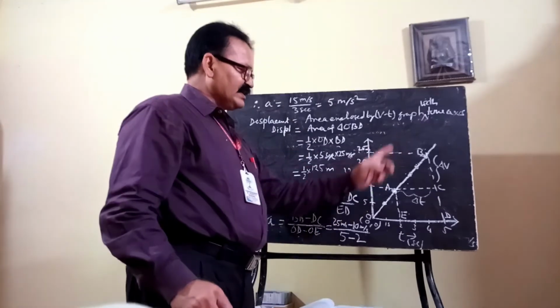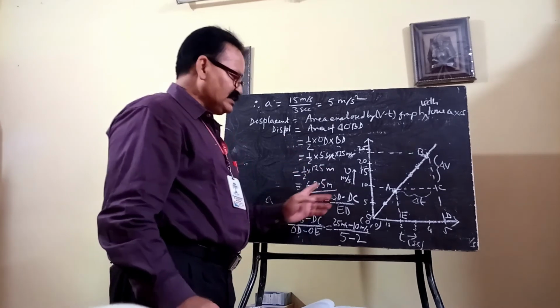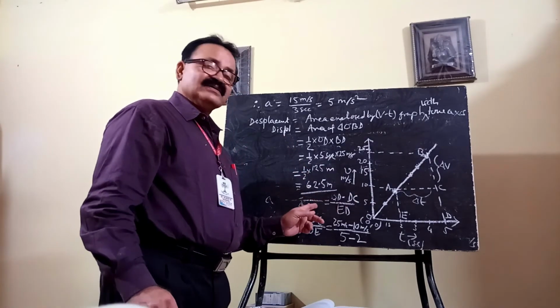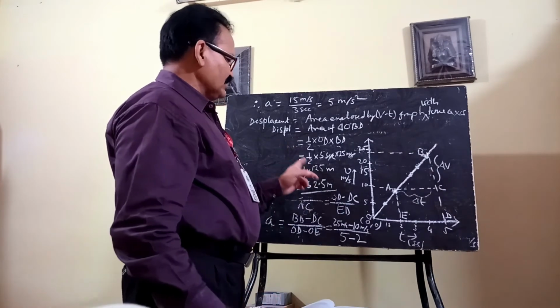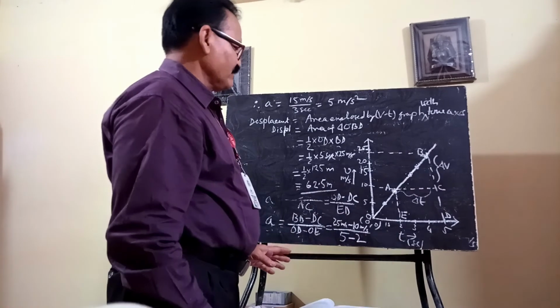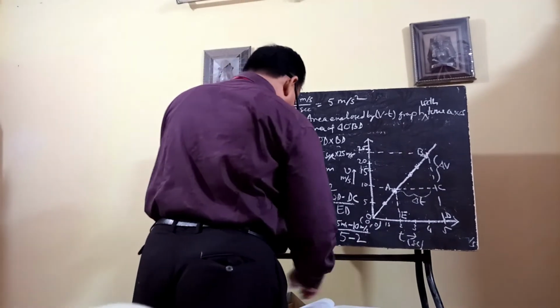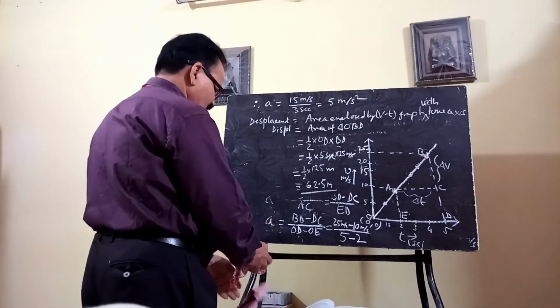It is a straight line inclined with your time axis. Slope gives the acceleration, and area will give you the displacement covered by the body during this time interval. So you have seen it. Okay. Then another example. Now I have to remove it.